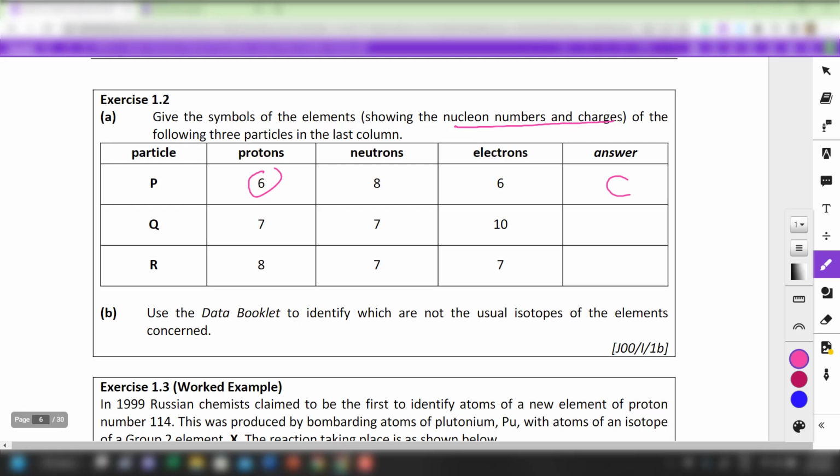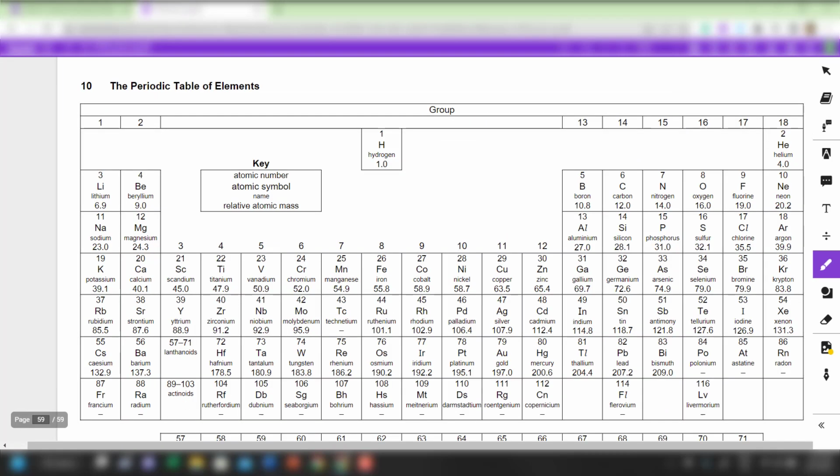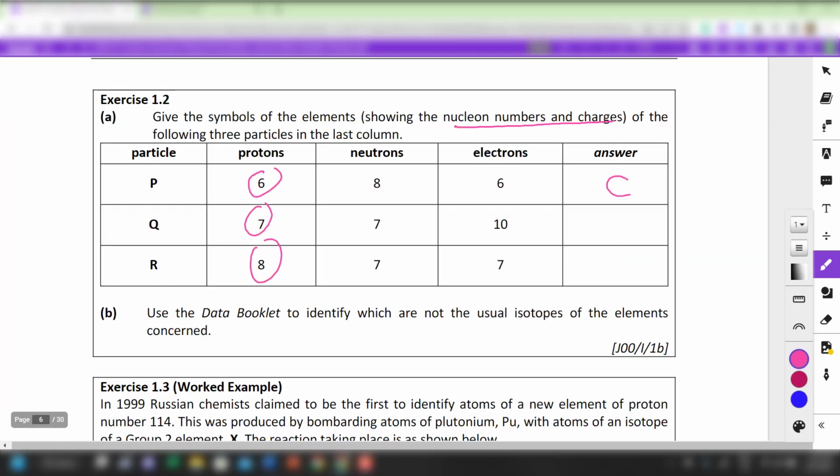Okay, we can do the same for everything. So 7 protons, 8 protons. We just look at the periodic table. That will be nitrogen and oxygen. Again, we can write 6, 7, and 8 over here. Then the number of neutrons for particle P is 8, so 8 plus 6, that's 14. We'll just write it here, and then 7 plus 7 is 14, and then 7 plus 8 is 15. We'll just write them in.